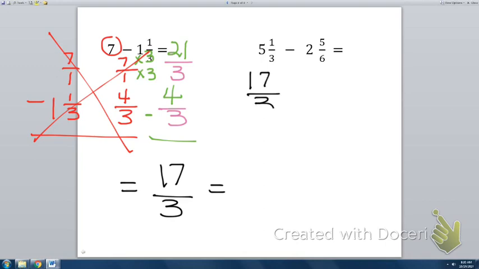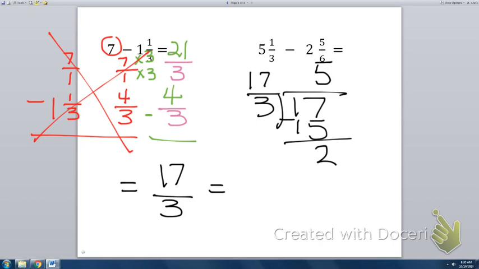If you have 17 over 3, make a fraction house. 3 goes into 17 how many times? Well, 3 times 4 is 12. 3 times 5 is 15. 3 times 6 would be 18. That's too much, so we'll use the 5, which is 15.